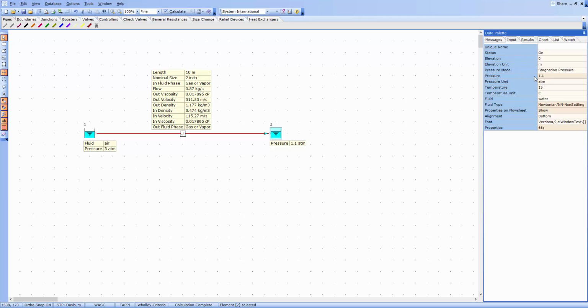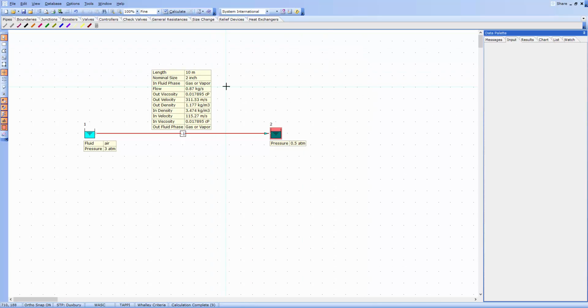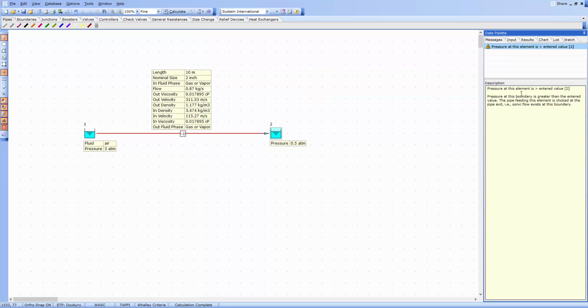So let's now reduce this a little bit further. Let's try 0.5 atmospheres and recalculate. And you can see the flow is 0.87 kilograms per second. Okay, and we still have this warning message. So there's no change in flow as it's limited under this condition.